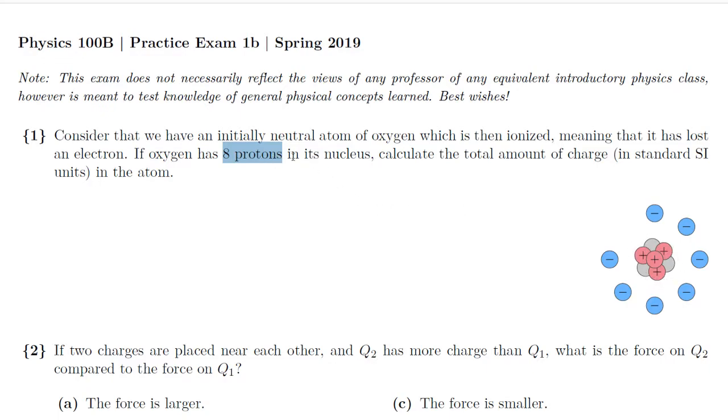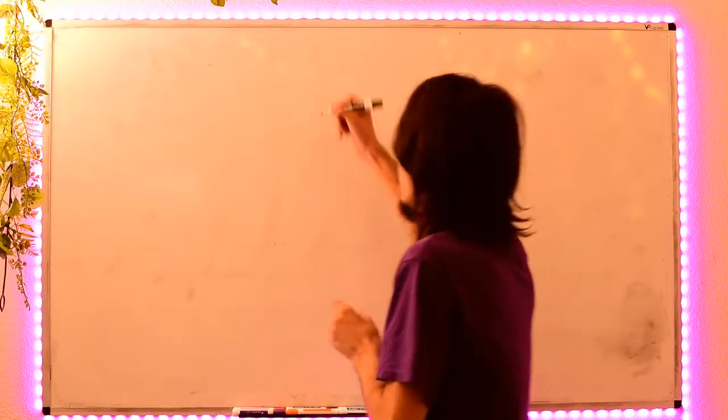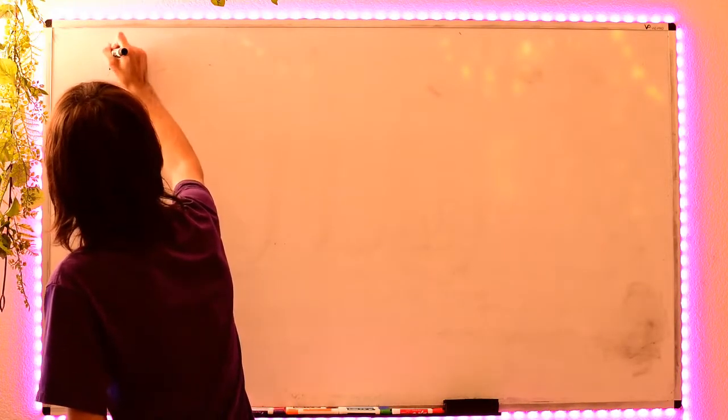So we have 8 protons in the nucleus, and it's initially neutral. So if it's neutral, it means that the overall charge of the atom is 0. There is just as much positive charge as there is negative charge. So initially you would have 8 electrons around the nucleus. But since we lost an electron, we have 7 electrons left. So what we should write out is that, so let's go back to here. Okay, so problem 1.